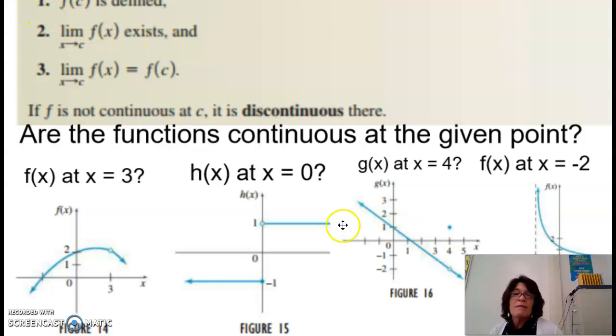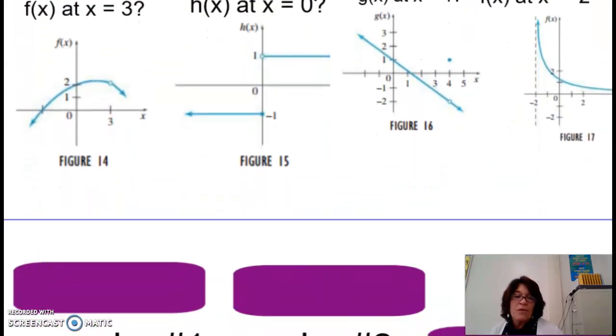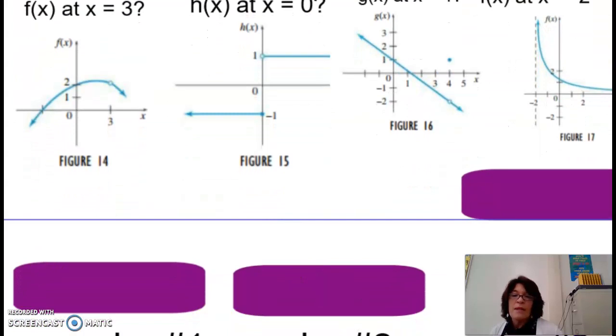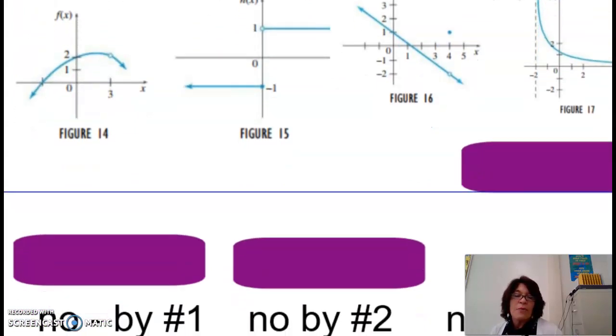Number 2, does the limit exist? Sure. As I approach 4 from the left, it looks like I approach negative 2. As I approach 4 from the right, I get close to negative 2. The limit as x approaches 4 is negative 2. So g of 4 is 1, and the limit as x approaches 4 is negative 2. So this fails because of number 3. 1 works, 2 works, but they don't equal each other. So this one is no by number 3.